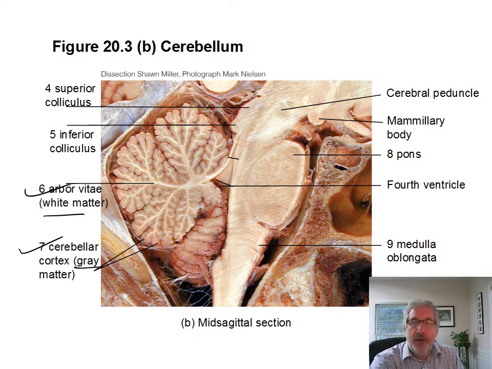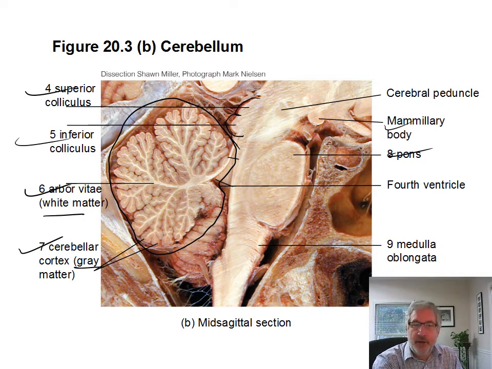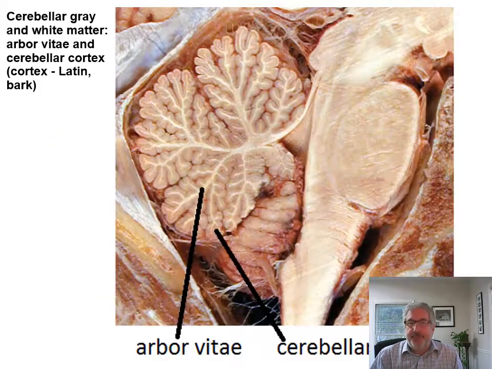So let's see. And this is just to give you all your landmarks. So you have the pons, you have mammillary bodies, you have the superior and inferior colliculus here, and here. So here's your cerebellum in cross section. There. And this little area right here is called the fourth ventricle. And then here's your medulla oblongata down here. Okay, all right, next slide.